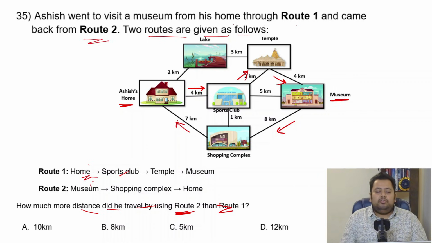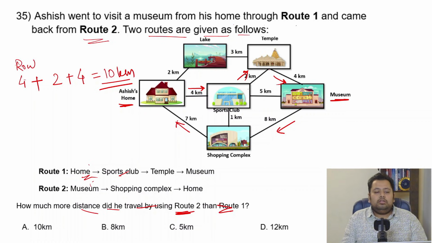Great, easy one. So if it takes route one, right? Route one is from Ashish home to sports club. Is how much? It is 4 kilometer plus. From sports club to temple is how much? 2 kilometers. From temple to museum is how much? 4 kilometers, right? So total, how much distance is traveling? He's traveling 10 kilometers. Correct? Okay, so this is route 1, correct? So this is 4 kilometers plus 2 kilometers plus 4 kilometers, that is 10 kilometers.